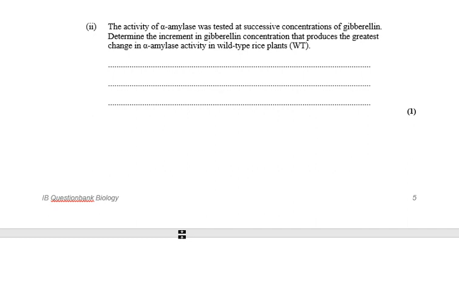The activity of alpha amylase was tested at successive concentrations of gibberellin. Determine the increment in gibberellin concentration that produces the greatest change in alpha amylase activity in wild type rice plants. So again, just before you pause this video, figure out what the command term is. And you can see it here, it's determine. Now the word determine means find the only possible answer, okay? So there's only one possible answer for this.